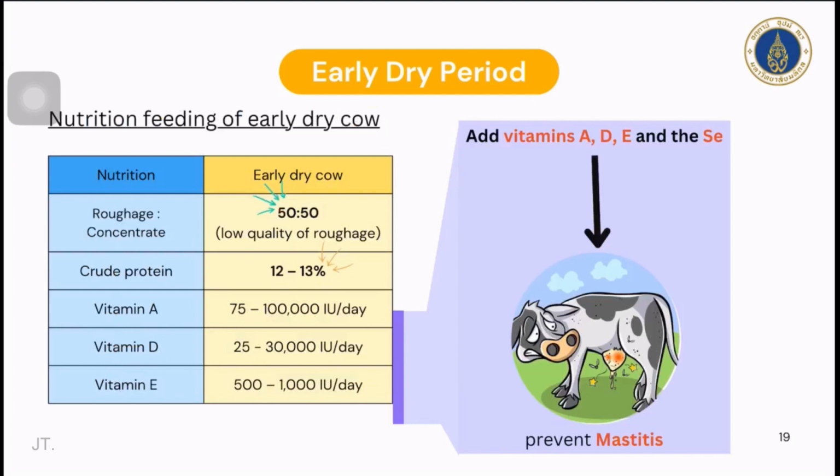Nutrition feeding for the early dry period. The ratio of roughage to concentrate is 50 to 50. In this ratio, we use a low quantity of roughage. On the other hand, you can feed good quality roughage without feeding concentrate, and the ratio will change to 100 to 0, and percent crude protein is 12 to 13%. Also, in this period, we can add vitamins A, D, E, and the mineral selenium to prevent mastitis.